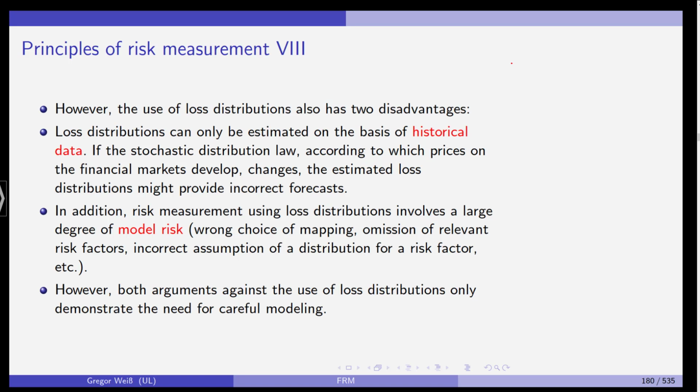The first one is you need to estimate them. You need historical data to estimate your loss distribution. And actually, if you don't have data, you cannot estimate those distributions. And what is done in practice, what you will hear a lot of times, is, oh, we simply made an assumption. We simply made an assumption on the type of loss distribution.